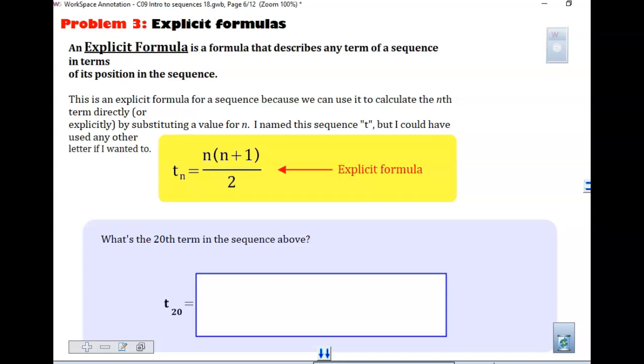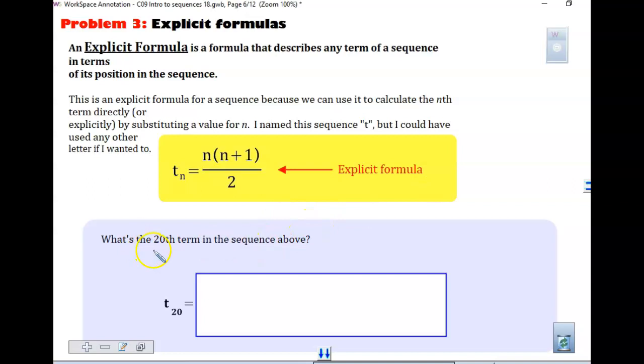So this is called, on the bottom of that next page, an explicit formula. The formula describes the term of the sequence in terms of its position in the sequence. This is an explicit formula for a sequence because we can calculate the nth term directly, or explicitly in mathematics, by substituting in a value for n. I named the sequence t so that I could use any other letter if I wanted to. If you want to use a, k, or c, it doesn't matter. It's just a letter or a variable we're substituting in.